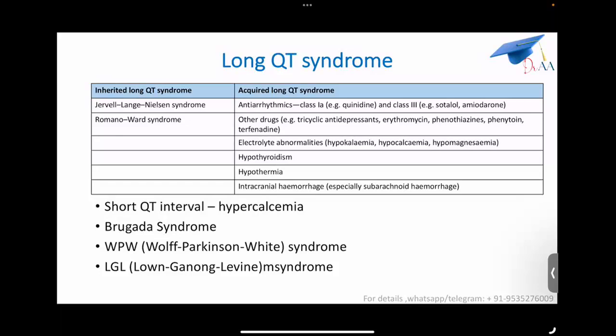Okay, sir. Could you please go back to dilated cardiomyopathy treatment? I didn't understand the treatment, heart failure.